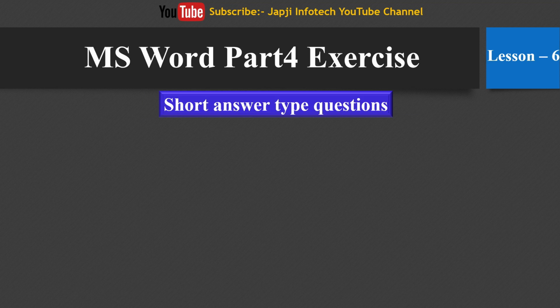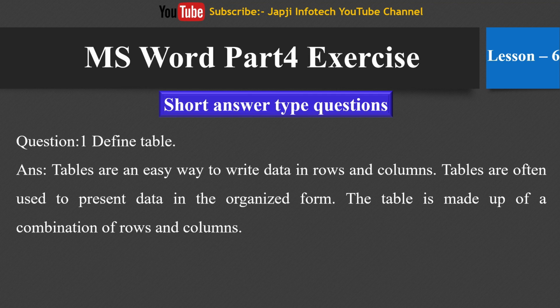So now we will learn about short answer type questions. The first question is, define table. Tables are an easy way to write data in rows and columns. Tables are often used to present data in an organized form. The table is made up of a combination of rows and columns.